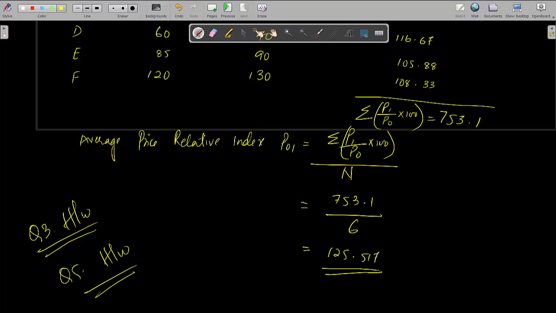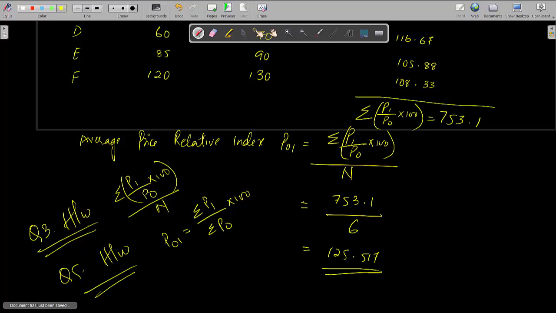So here for question number 3, the formula is this one, that is sigma P1 by P0 into 100 divided by n. This is the formula that you will use for question number 3. And for question number 5, you will use P01 is equal to sigma P1 by sigma P0 into 100. So this is the formula that you will use for question number 5. Okay, so in question number 5 as well, the base year is given, taking 2012 as a base year. So your P0 will be 2012 price and P1 will be 2017 price.